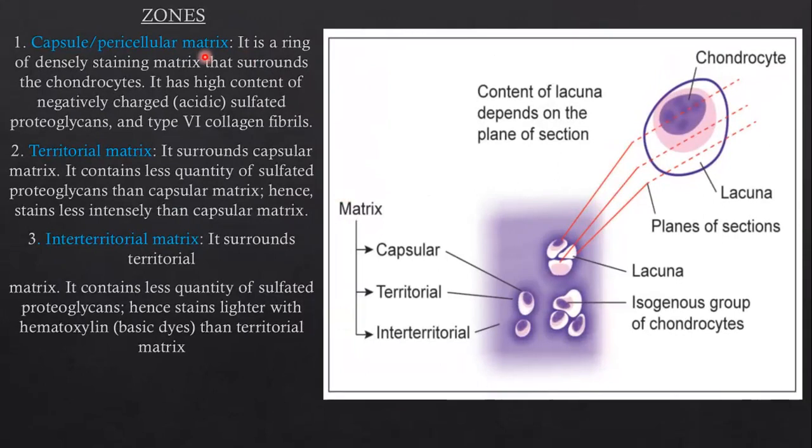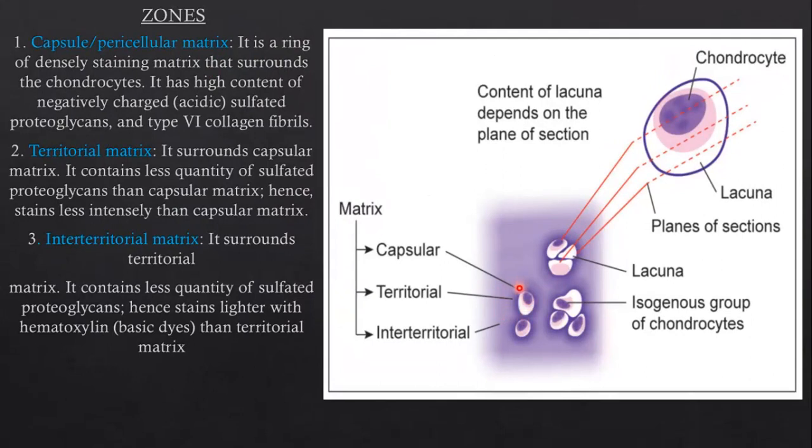Then now we have the pericellular matrix. Now this is a ring of densely staining matrix that surrounds the chondrocytes. It has high content of the acidic proteoglycans and type 6 collagen fibrils. Now you can see immediately surrounding the chondrocytes, that is the pericellular matrix or the capsular matrix.